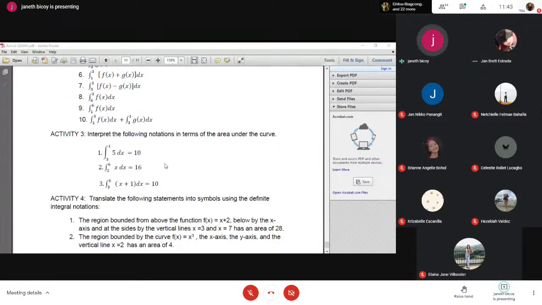Okay, so I guess you're referring to number 1, activity 3, right? Yes, ma'am. Okay, so sige. Akong hinayon og storya aron makuha ninyo. Okay, for number 1, the region bounded below by the function f of x is equal to 5, the vertical lines x is equal to 1, x is equal to 3, above the x-axis has an area of 10 square units. Nakuha ra? Yes, ma'am. Ana siya pag-interpret.